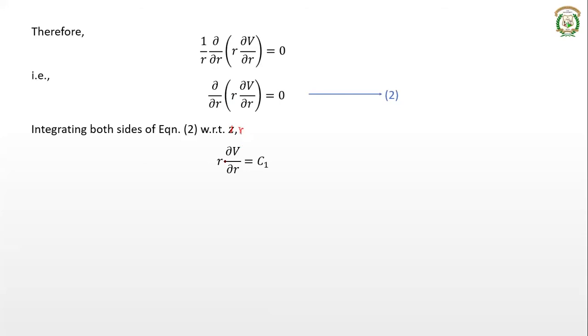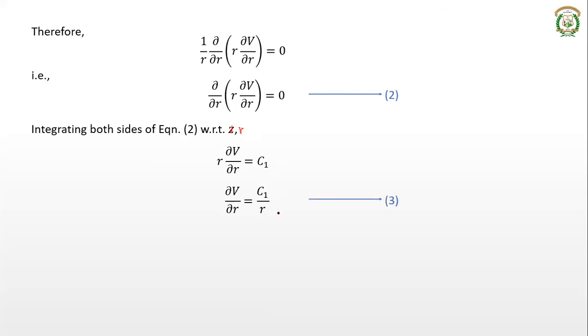So what we get, R into dou V by dou R. Integration of this is, one differentiation gets cancelled. That is R into dou V by dou R is equal to integration of 0, which is 0, plus a constant C1. Okay. So what is dou V by dou R then? R, if you take to the RHS, it comes to the denominator. It is C1 by R. Dou V by dou R is C1 divided by R.